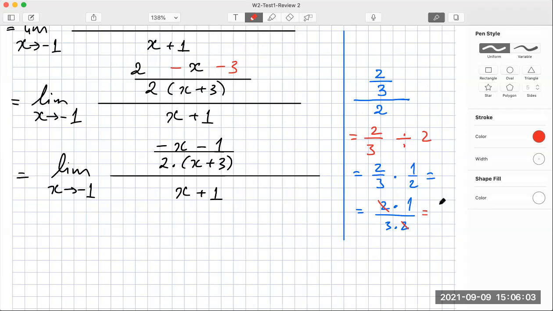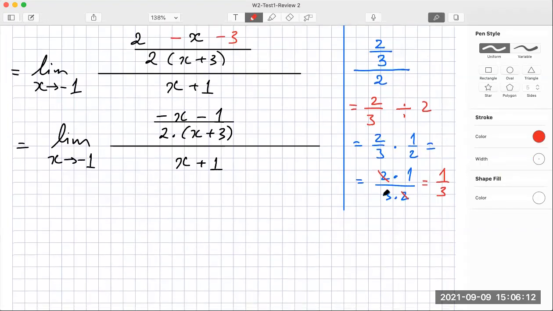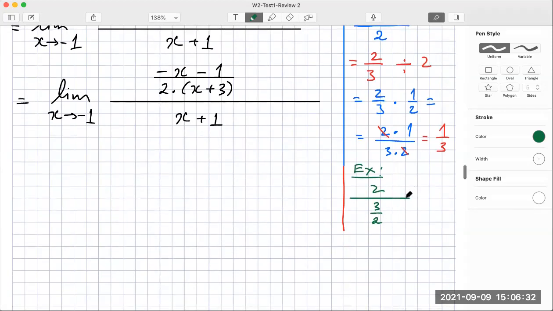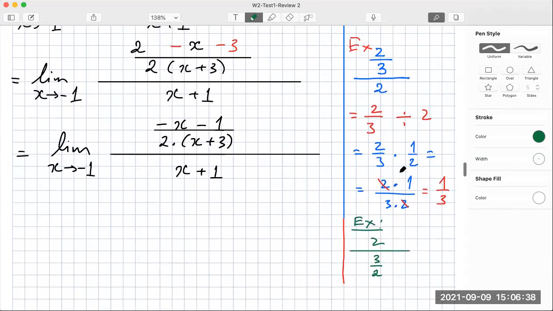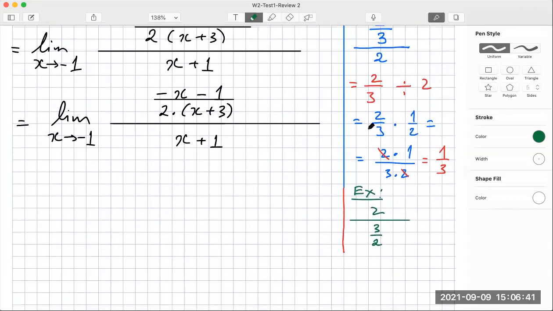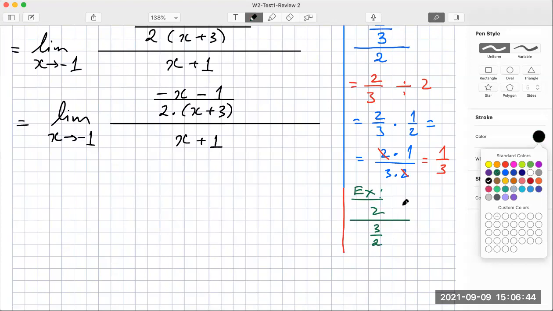Yes, it'll become a 1/3. Thank you. Beautiful. How about if we change the order? Consider this. This is the first example. And this is the second example. 2 divided by 3/2. Oh, somehow they are the same. I pick a, okay, just accept this for now. Let us go back to our problems.